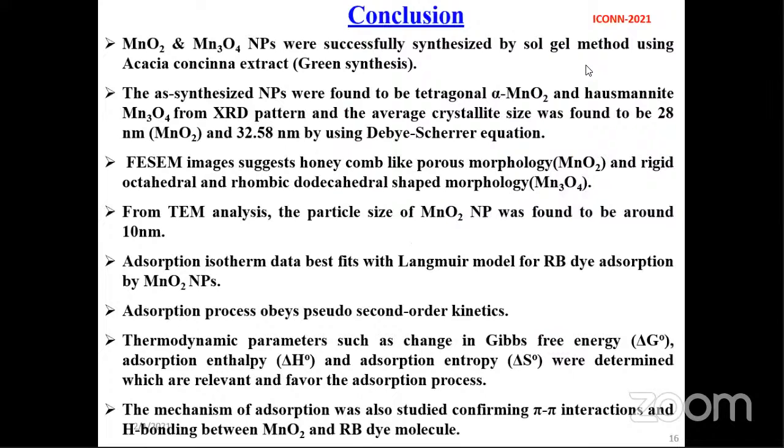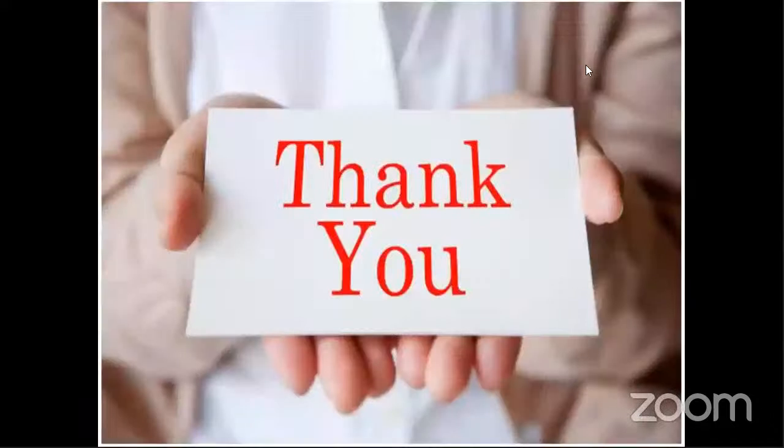So at last, these are the conclusions. We have successfully synthesized both the nanoparticles in a greener way, and the particles were tetragonal and hausmannite phase. From the images, we can say that one shows efficient adsorption, whereas the other is not so efficient. The adsorption studies fit well with pseudo-second-order kinetics and obey the Langmuir model. The delta G was also found to be negative, which means efficient adsorption is going on. And from the mechanism, we can confirm that pi-pi interaction and hydrogen bonding are going on between the dye and the adsorbent. Thank you.